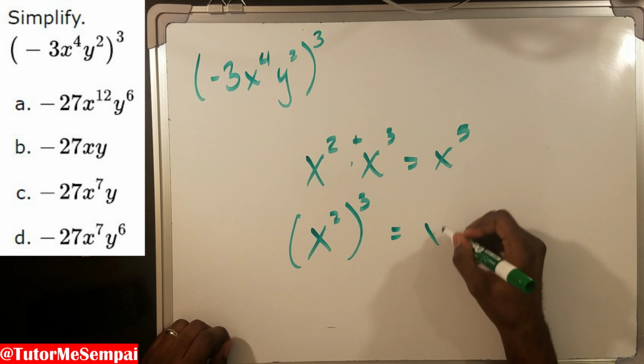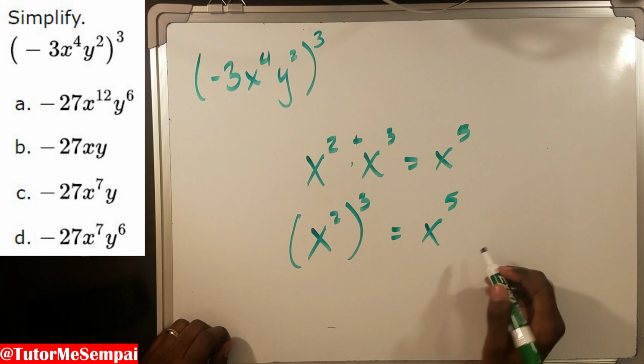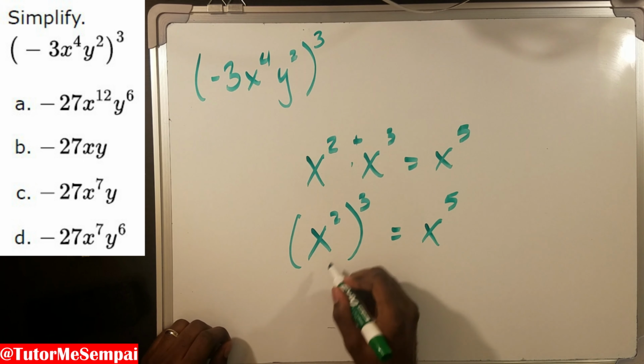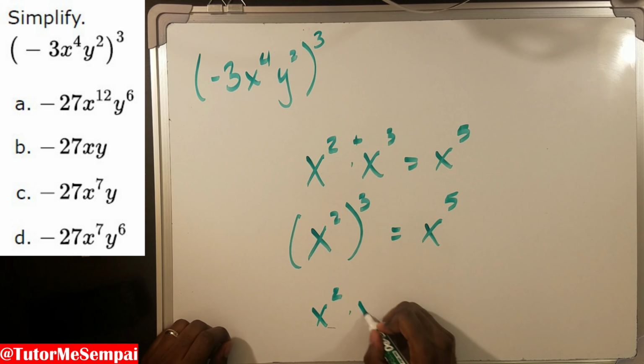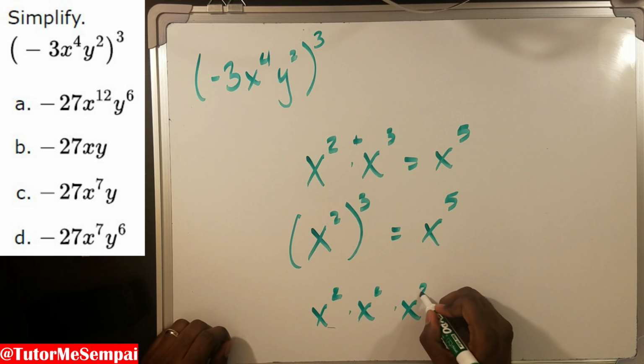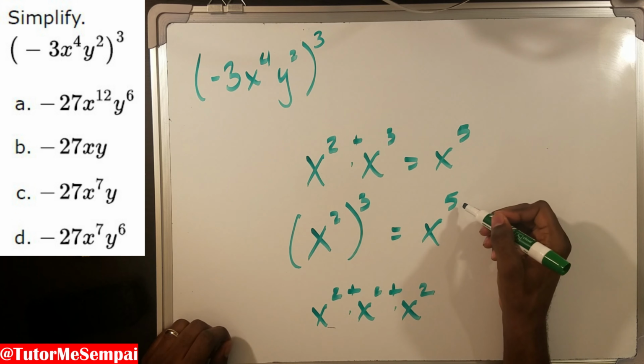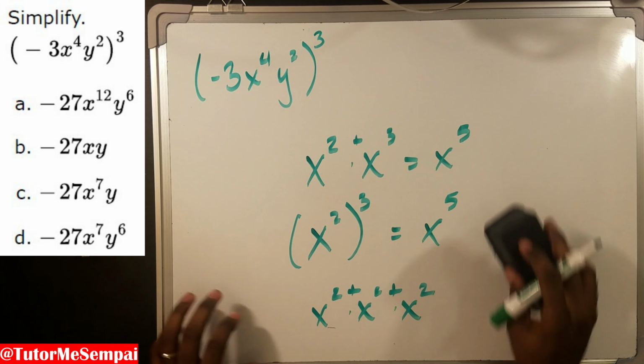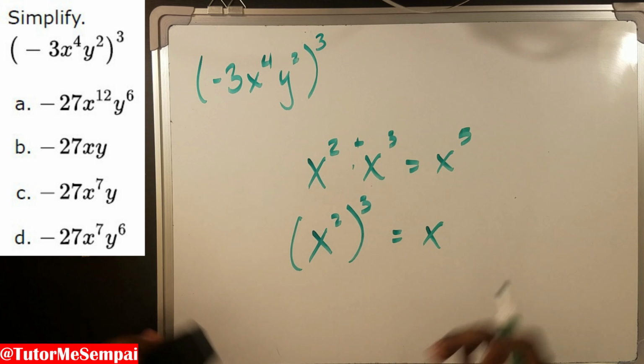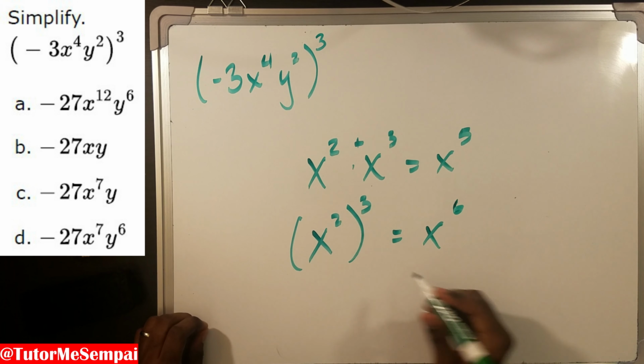Now, you might fall into the trap of doing this, but that's wrong. Remember, this really means x squared times x squared times x squared. And 2 plus 2 plus 2 does not equal 5. Instead, it equals 6, right? So you might already see what's happening here.